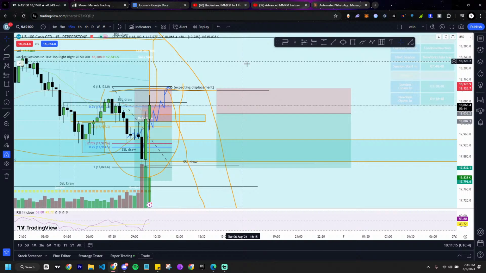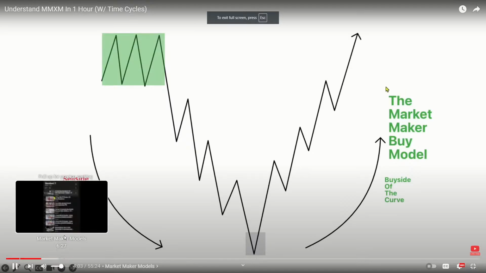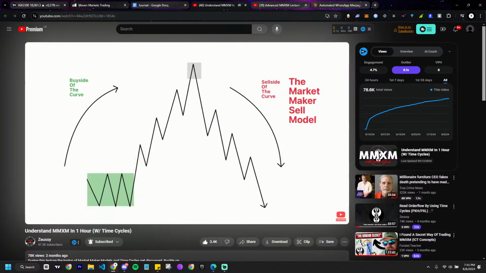Alright, so let's see. Let's go back. This is our market maker buy model completed. If we then take a look at the market maker sell model, it looks like the following. Inception. Manipulation leg. Reversal. It's completely the opposite when it comes to the logic of the market maker buy model.